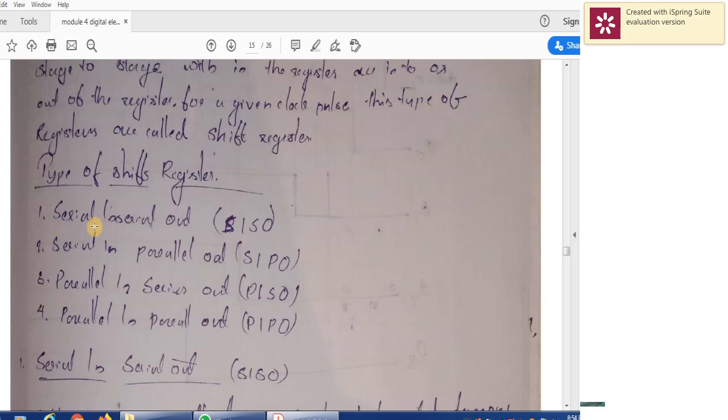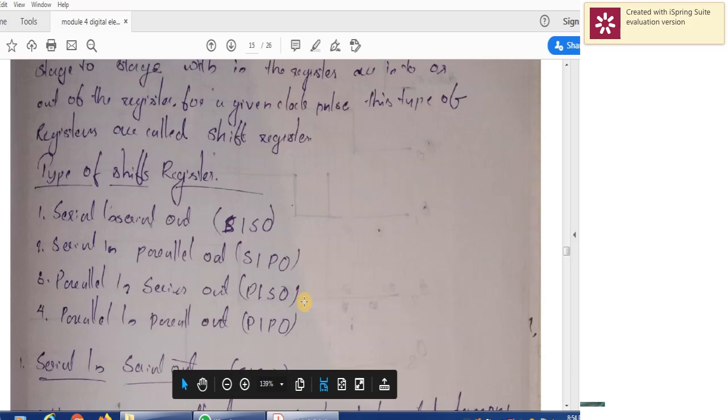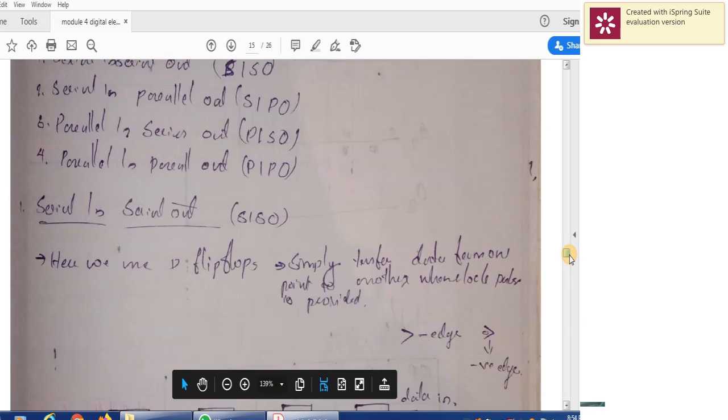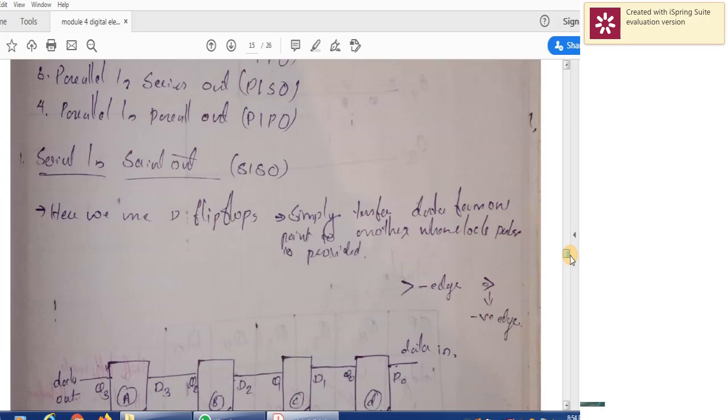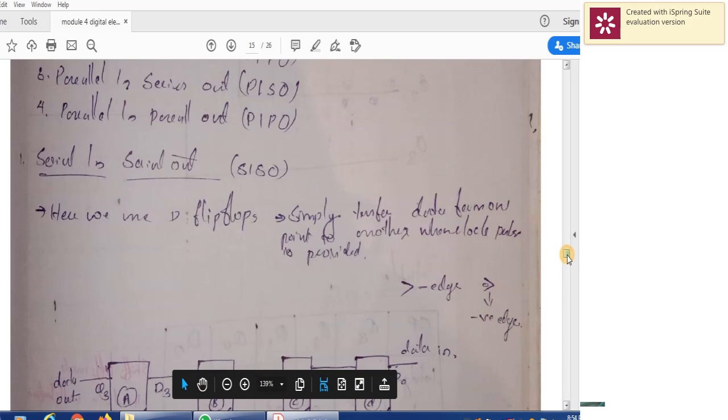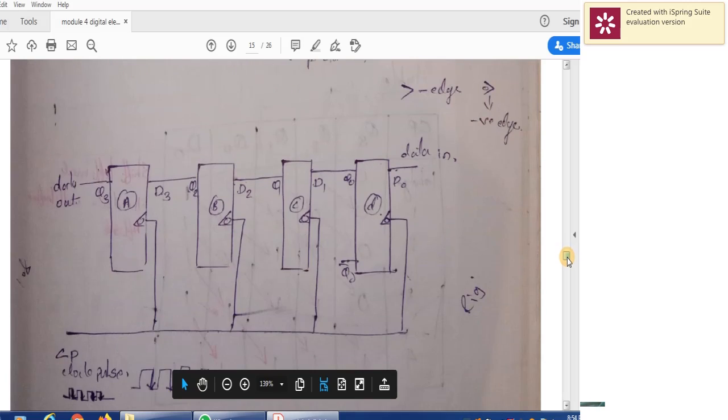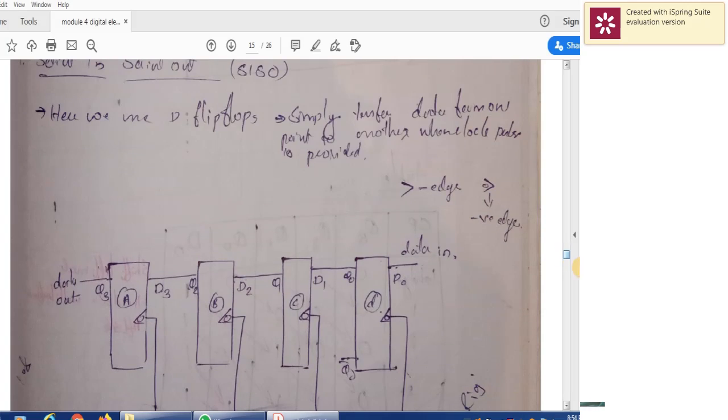SIPO means serial in, parallel out. PISO means parallel in, serial out. Similarly, PIPO means parallel in, parallel out. So we'll see one by one. So first is serial in, serial out, SISO. That means the data is transferred serially.